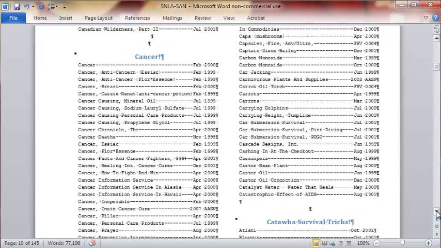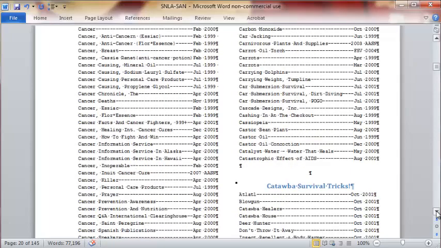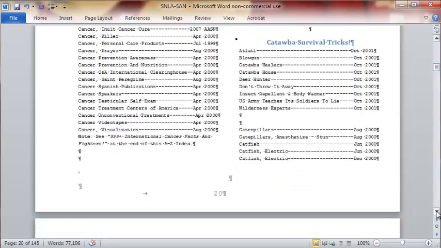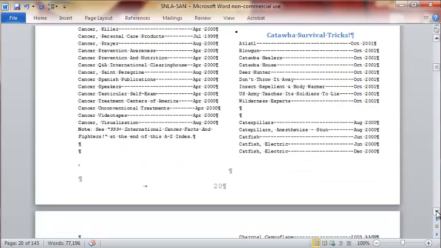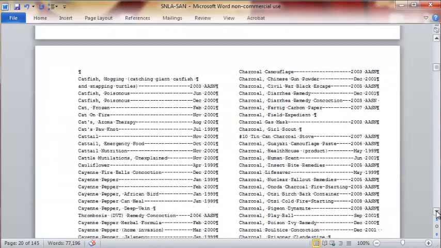Cancer kills I figure about 500,000 people a year, and heart disease kills another 500,000 people a year. Okay, you got to know about cancer and that thing. Here we go. We'll get into health survival here a little bit more. Catawba survival tricks.